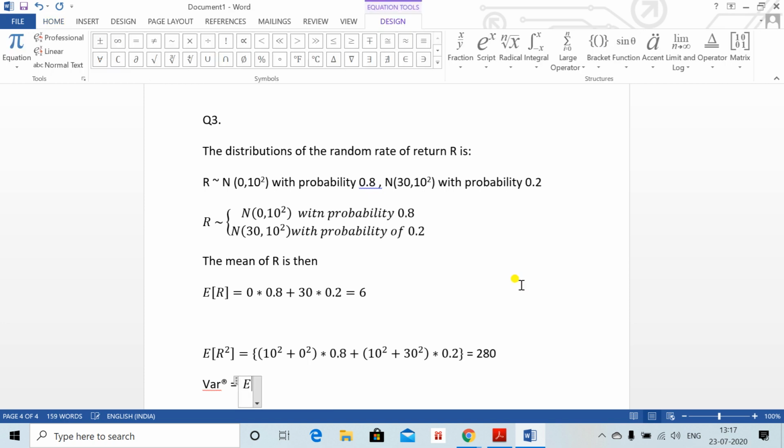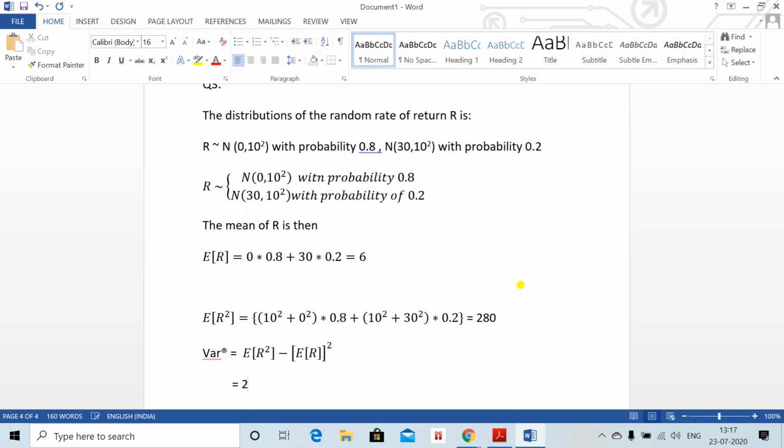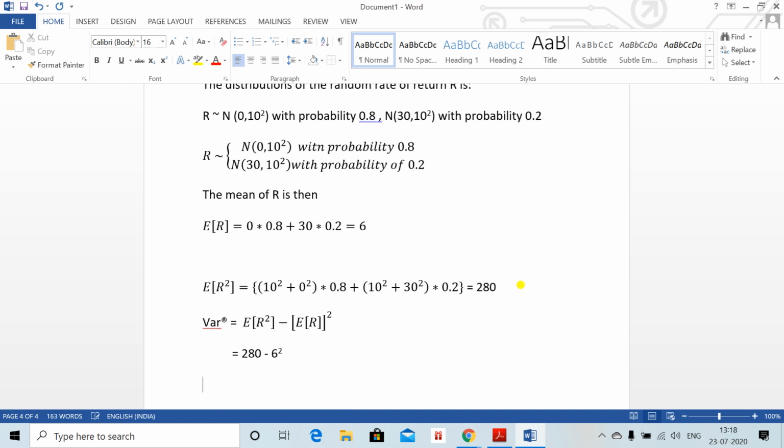Then you can find the variance of R. Variance of R is equal to expectation of R square minus expectation of R whole square. So this will lead to a value of 280 minus 6 square, which is equal to 244.